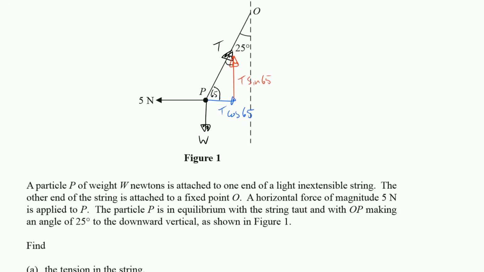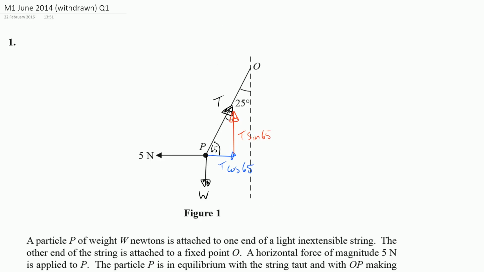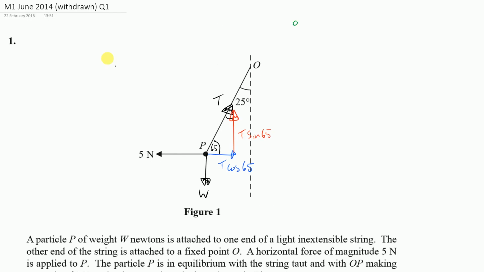Now let's look on to the rest of the question. What we're actually asked to do here, first of all, in part A, is find the tension in the string. The only way I'm going to be able to find tension currently is by resolving horizontally, because that's the direction in which I only have one unknown. If I try and resolve vertically, I've got a situation where there are two unknowns, so we're going to resolve horizontally.